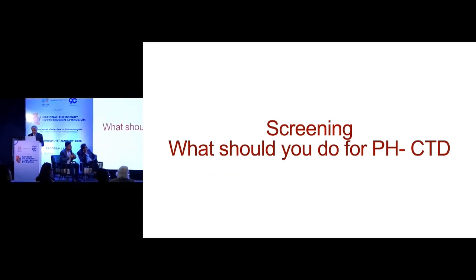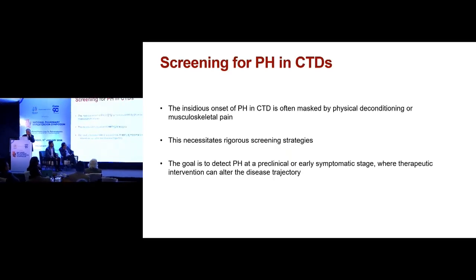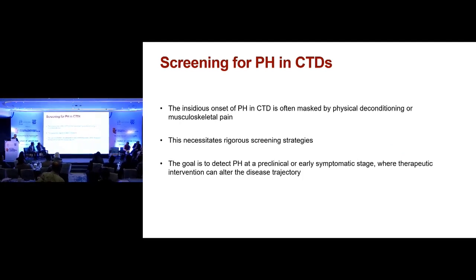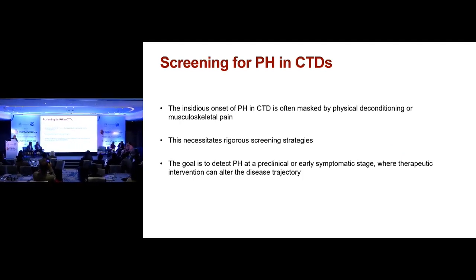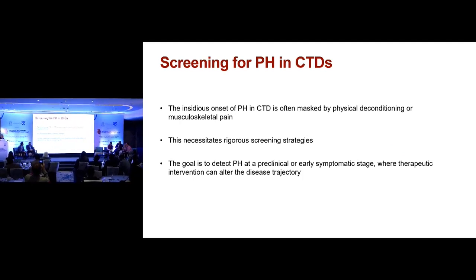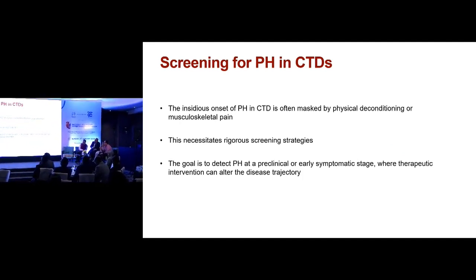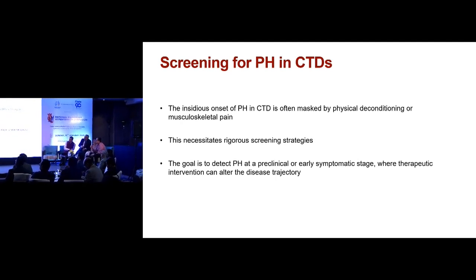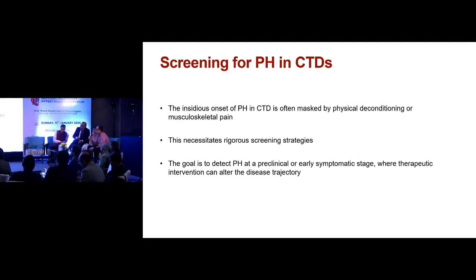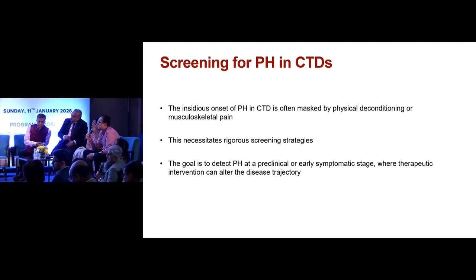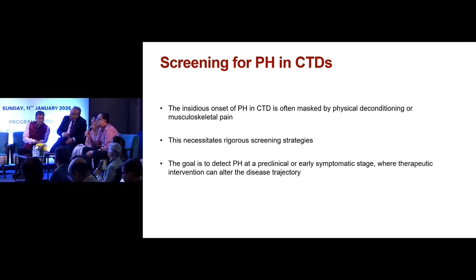Apart from the echo, for a certain group of patients the right heart cath that we are talking about becomes more imperative in our practice. We underuse it. But do you do right heart cath in all your patients? No. So how will you decide which patient should go on to do a right heart cath, a CTD patient suspected to have pulmonary arterial hypertension? So the group 1 patients?